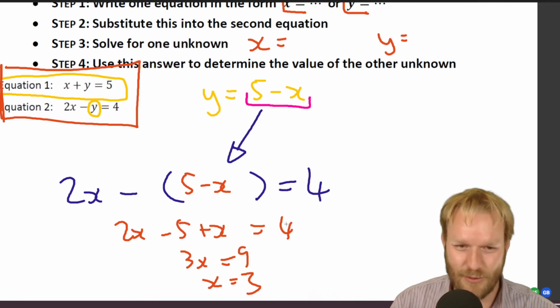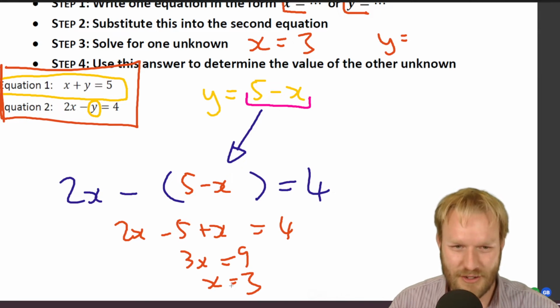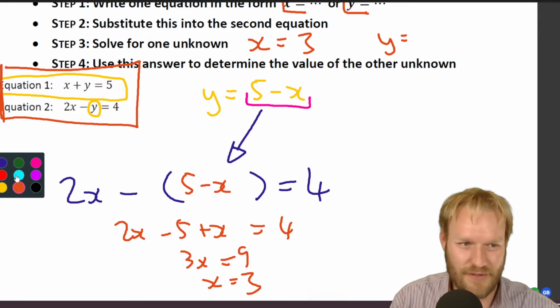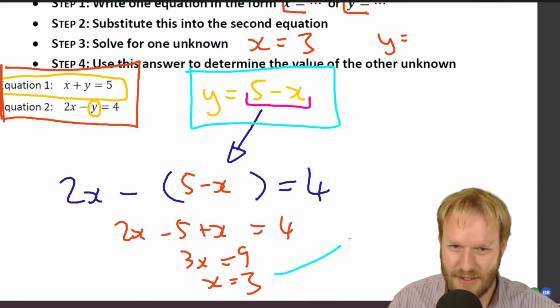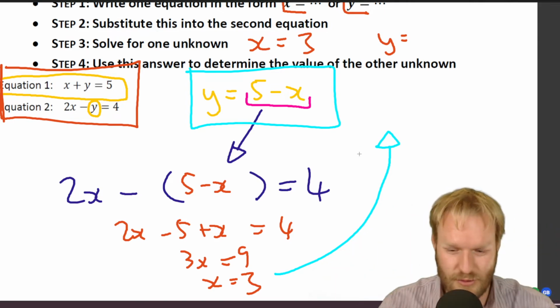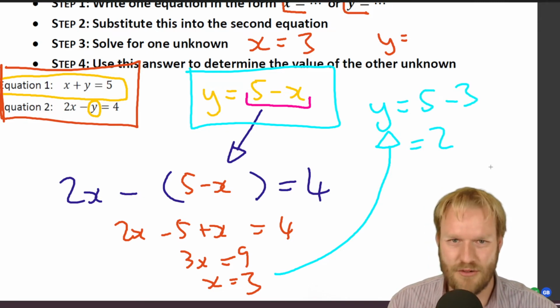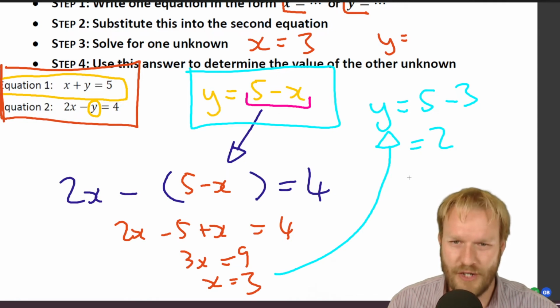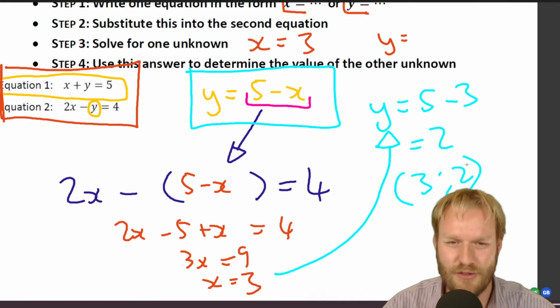Now we want to find out what y equals. We found x equals 3, so we can just substitute this. It feels easiest to do it in this equation, so we're going to put that back into that equation. I'm going to put it here because we can see it all on screen and go y equals 5 minus 3, which equals 2. So in other words, our answer is 3, 2.